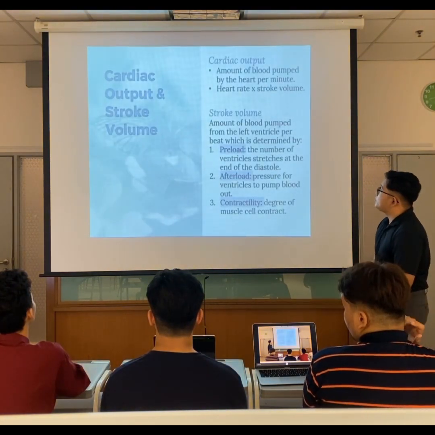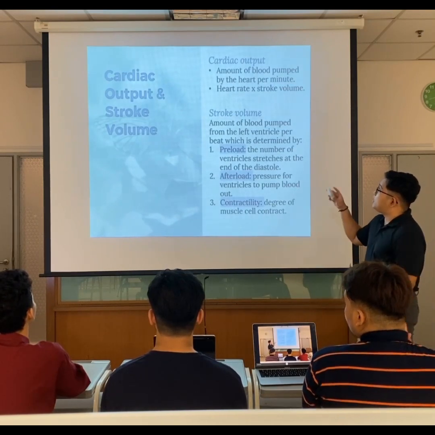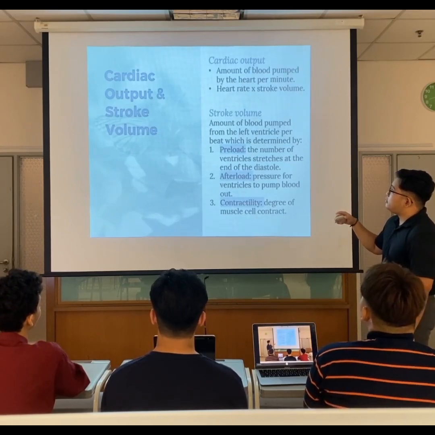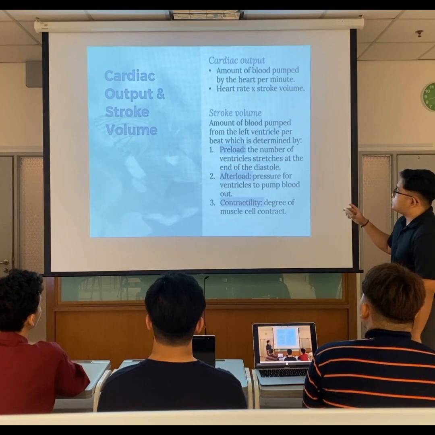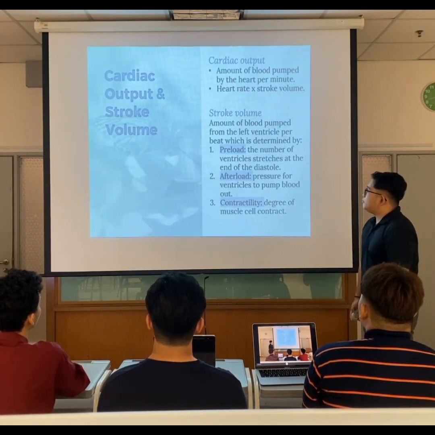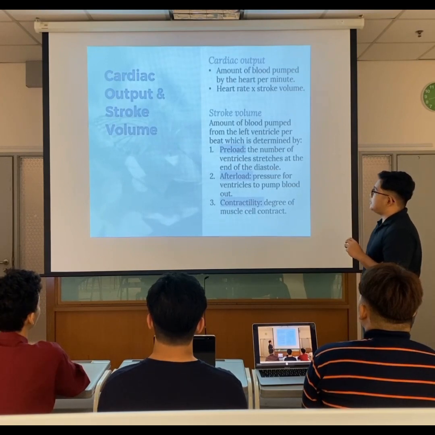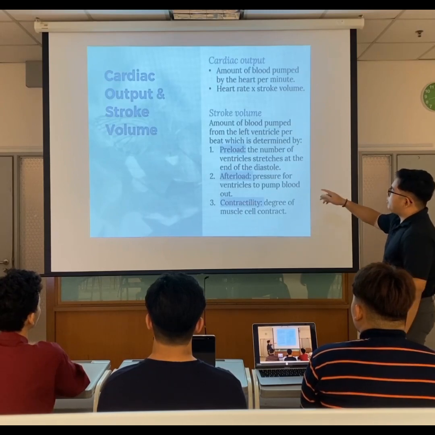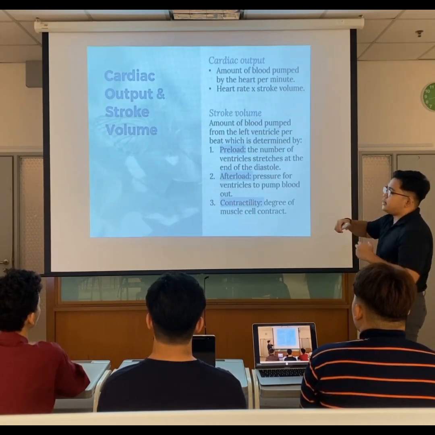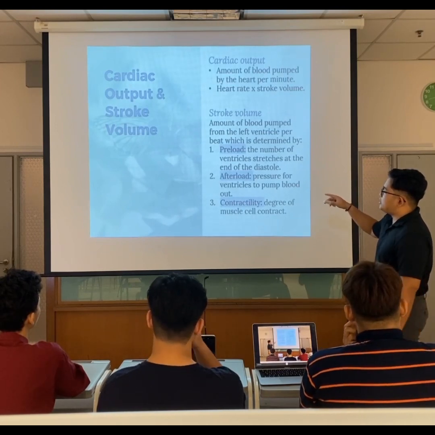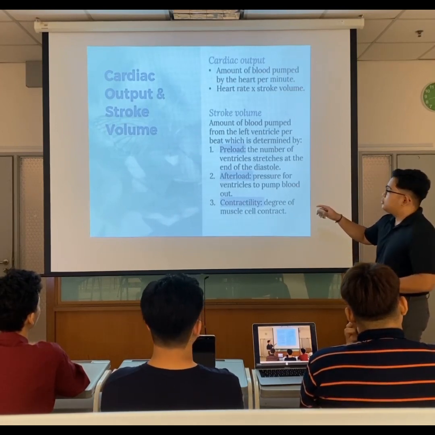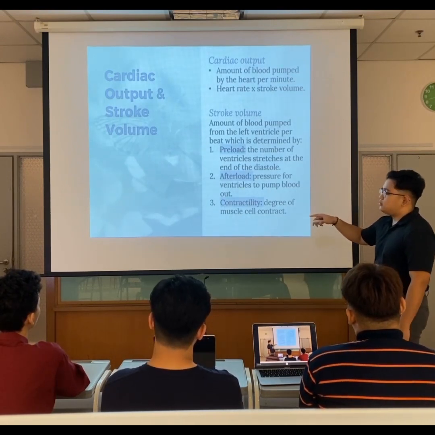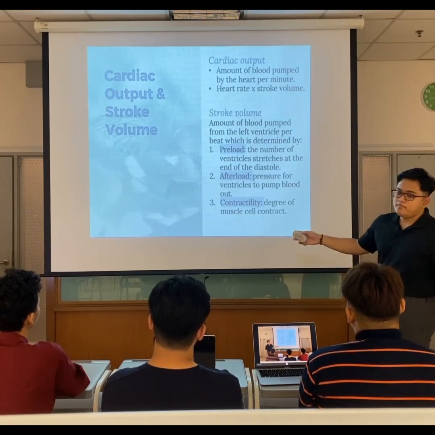Okay, so first, what is cardiac output? Cardiac output is the amount of blood pumped by the heart per minute, and it can be calculated by the formula heart rate multiplied by stroke volume. So what is stroke volume? Stroke volume is the amount of blood pumped from the left ventricle per beat, which is determined by these three variables: preload, afterload, and contractility. Preload is the amount the ventricles stretch at the end of diastole, while afterload is the pressure the ventricles must overcome to pump the blood out to the lungs and to the body. And then lastly, contractility is the strength of the muscle cells to contract. Do you guys understand? Yes.